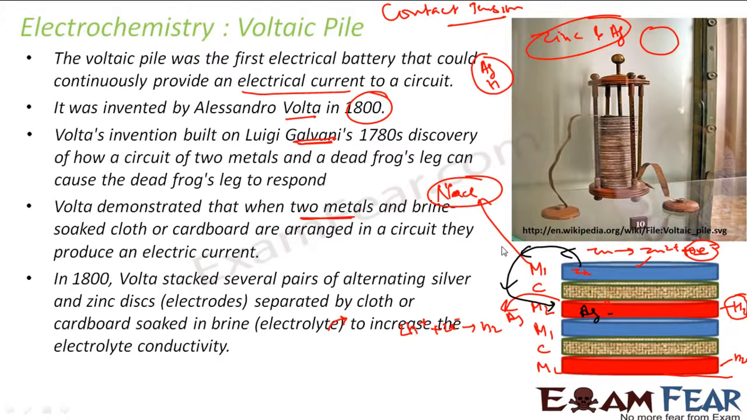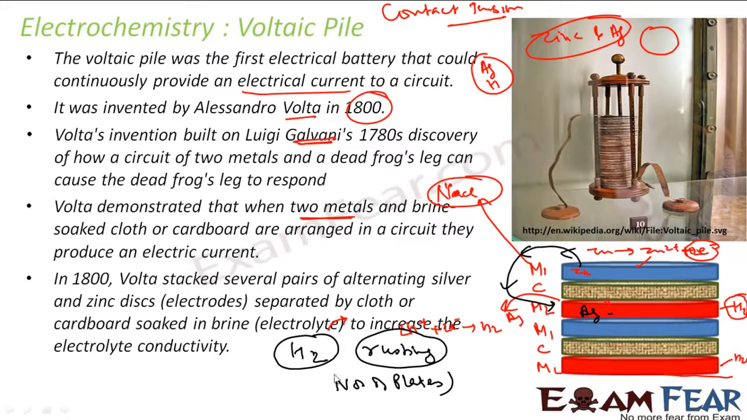But there were issues. One was the hydrogen gas, the second was the rusting of the plates, and the third issue was the number of plates. You could not have a huge voltage, because the number of plates was the issue. There was a cap on the number of plates.